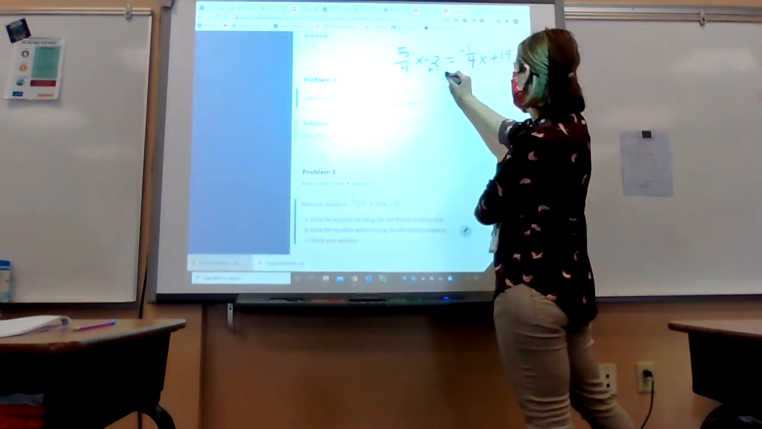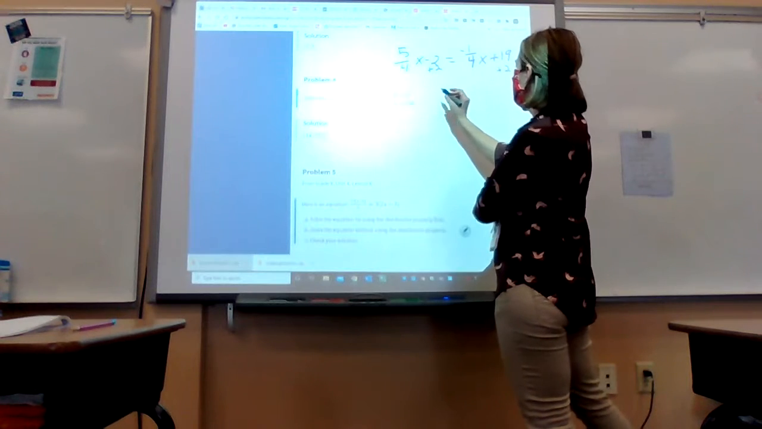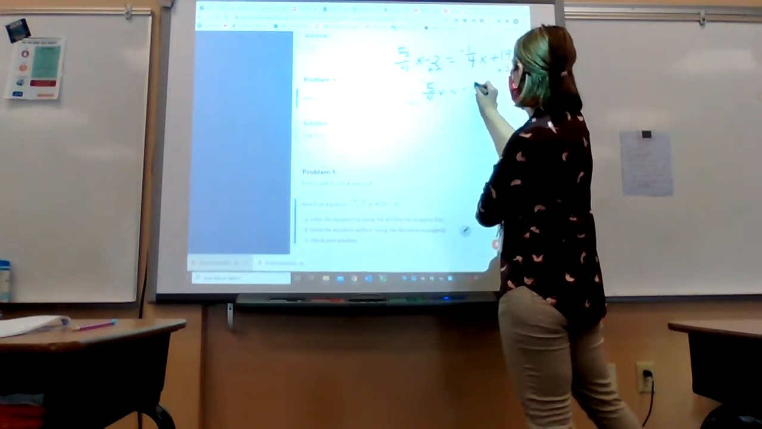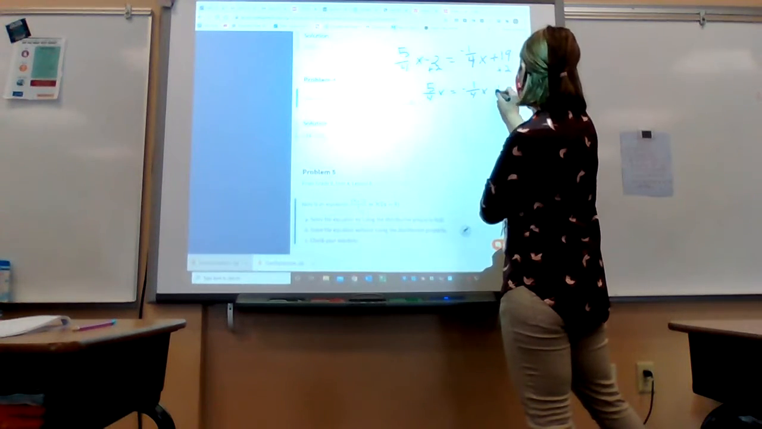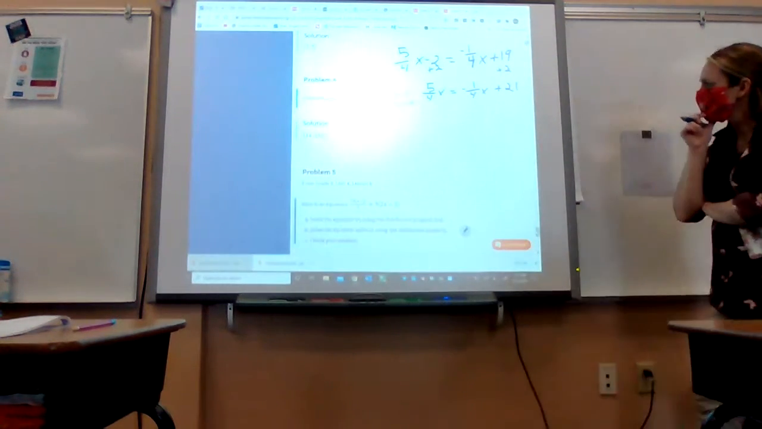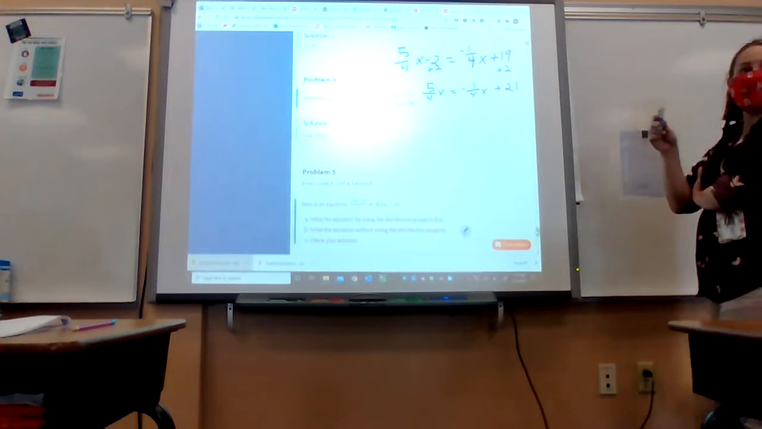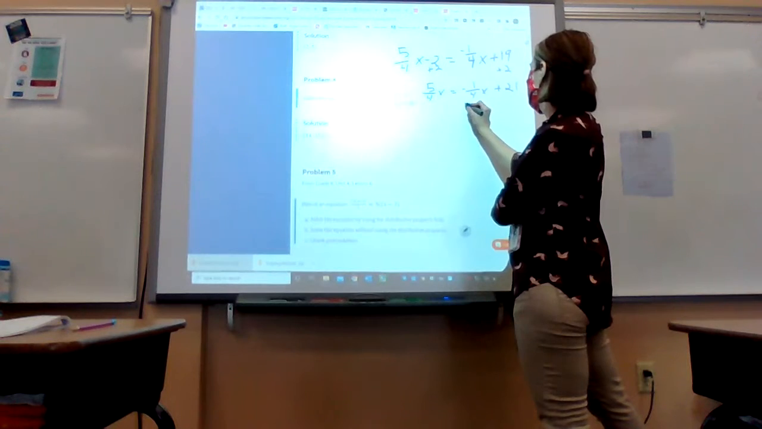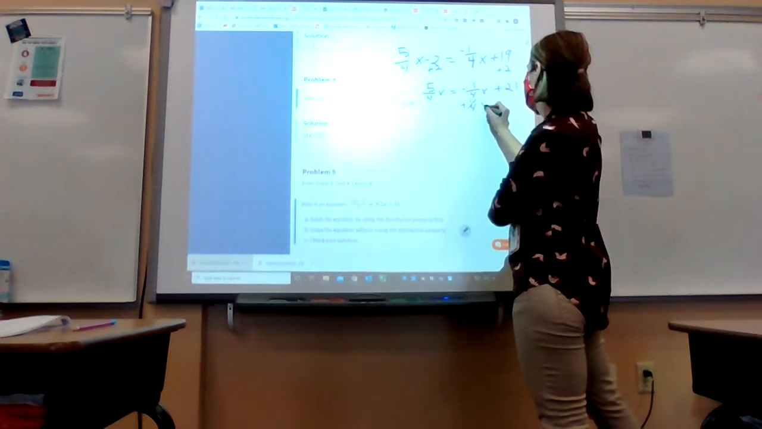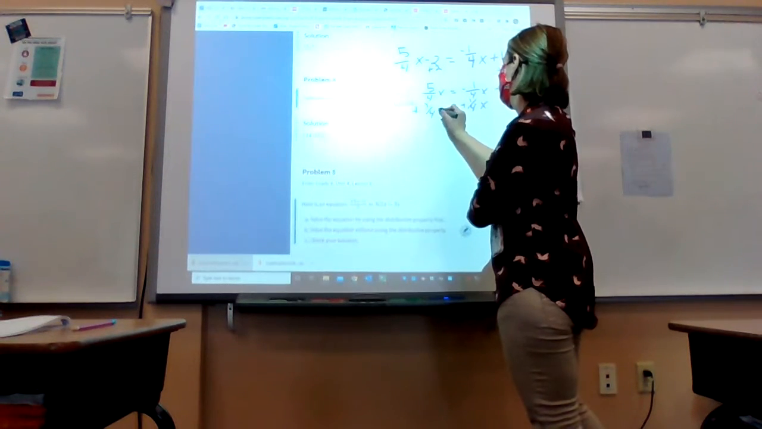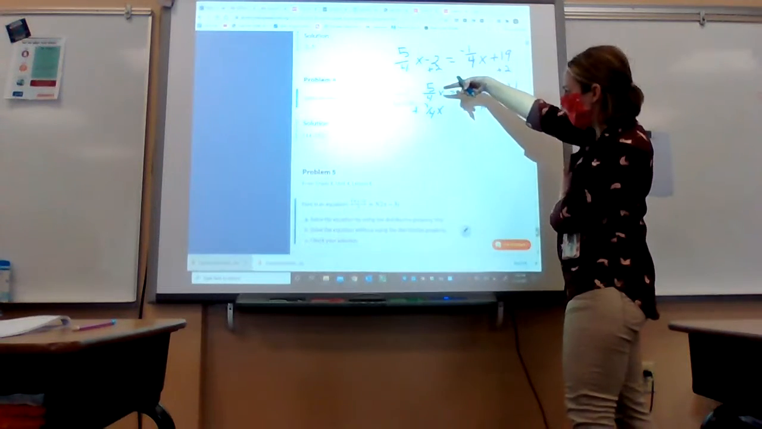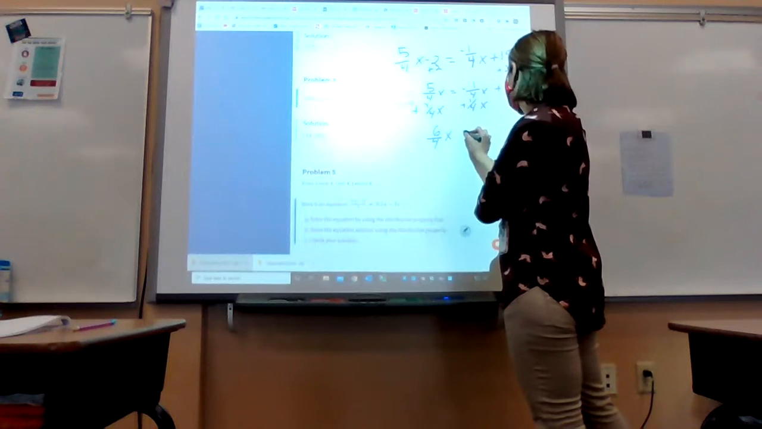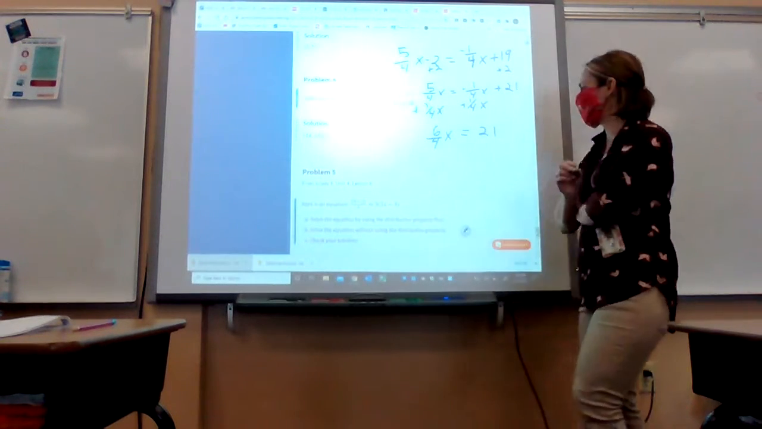I want to get rid of this 2. So we have 5/4 x equals negative 1/4 x plus 21. And then we're going to get rid of this 1/4 x by adding it. So 5/4 x plus 1/4 x is going to give us 6/4 x equals 21.